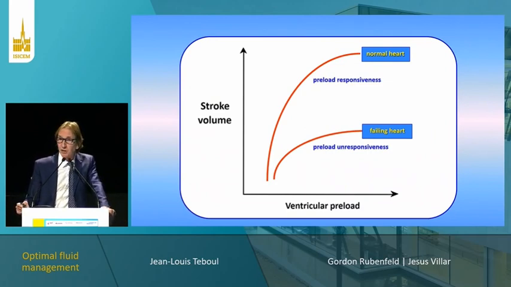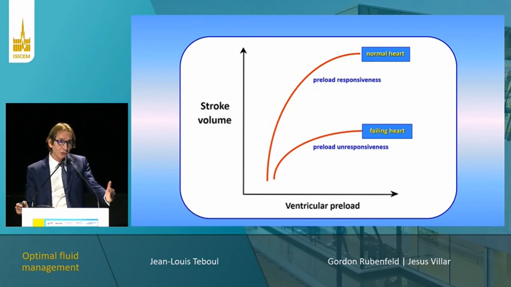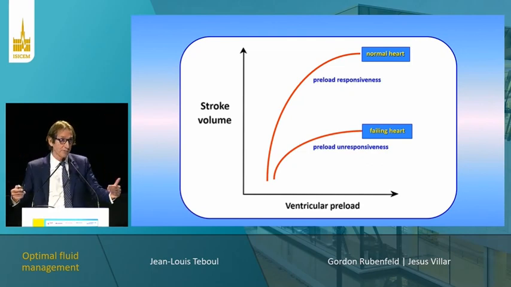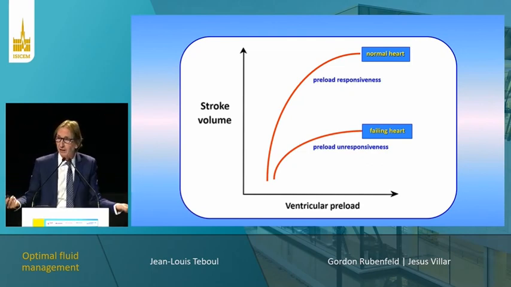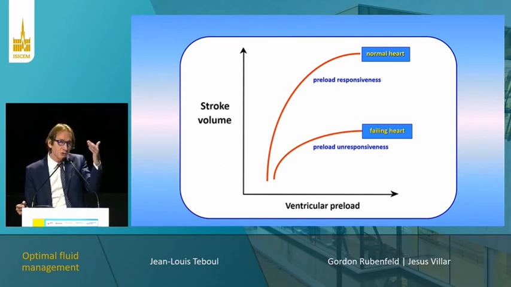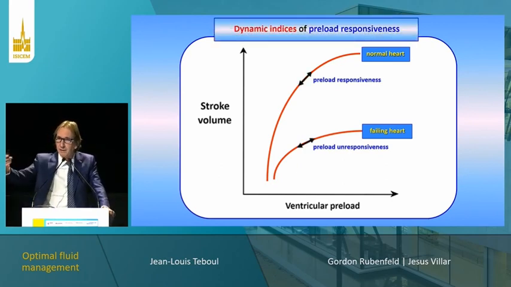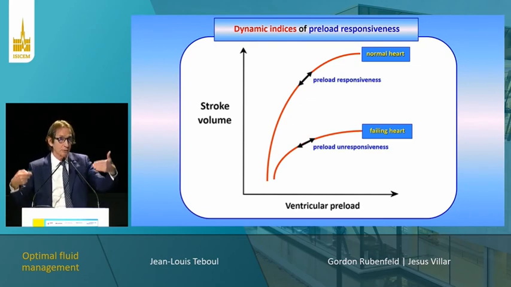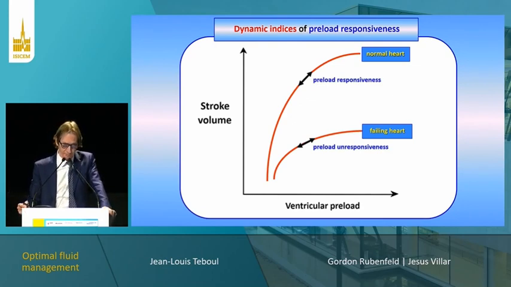This is something which can quantify the slope of the Frank-Starling curve at the time you decide to give a treatment to your patient. You know that you have different Frank-Starling curves depending on cardiac contractility. And if you know the slope, you can have an idea of fluid responsiveness. So we have some dynamic tests or dynamic variables, which can indicate the slope of the Frank-Starling curve.